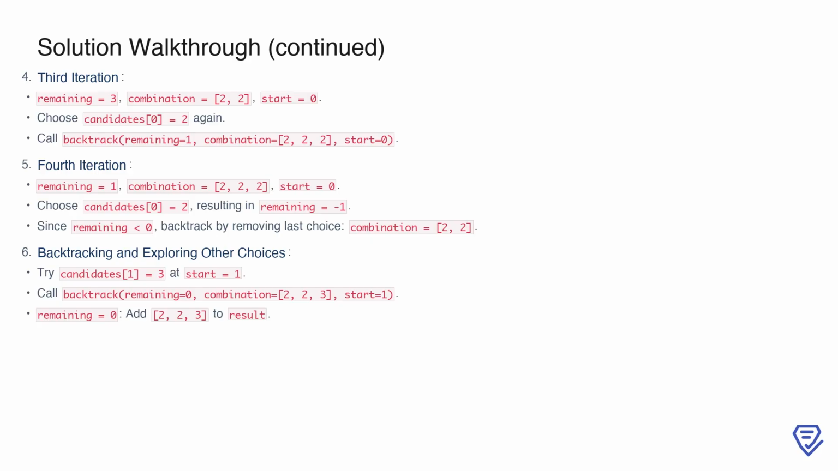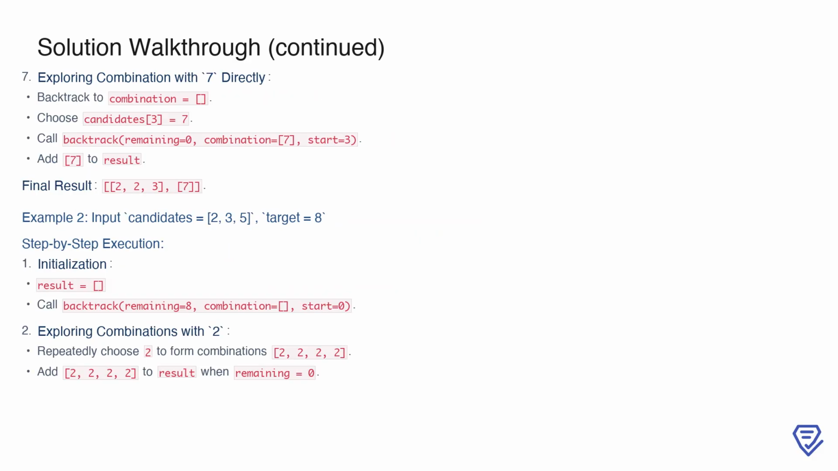At this point, we explore the next candidate, 3, at index 1. Adding 3 to the combination gives [2, 2, 3], with a remaining target of 0. Since the target is exactly met, we add this combination to our result list and continue backtracking to explore other possibilities. Next, we consider other candidates.